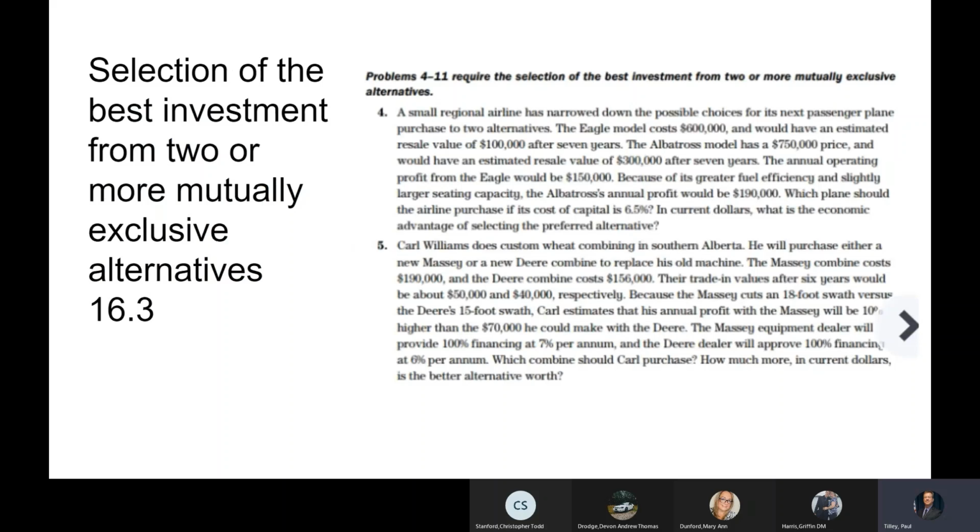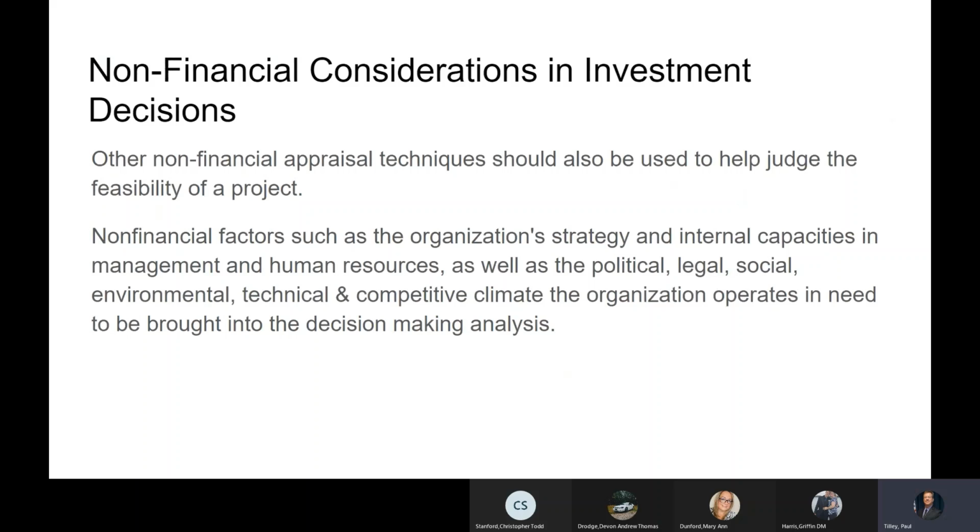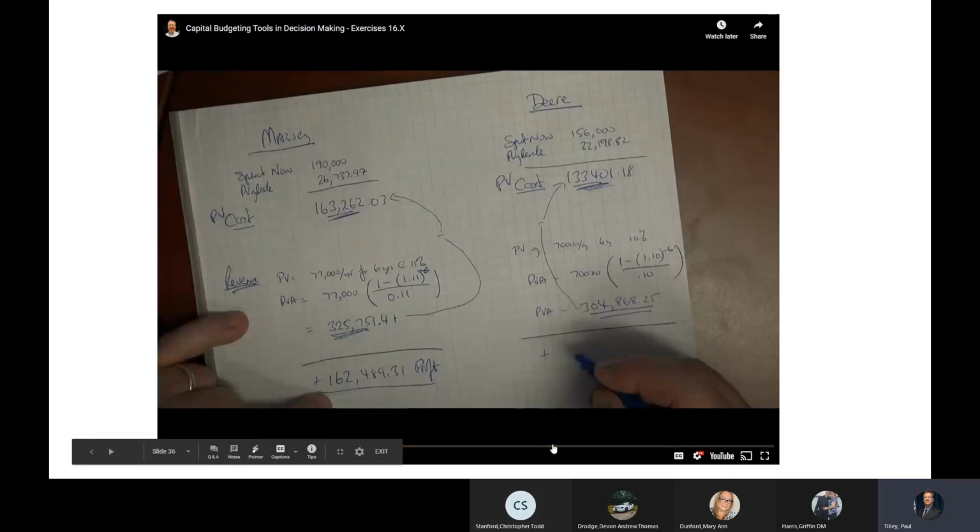The Massey equipment dealer will provide 100% financing at 7% per year. Deere will provide 100% financing at 6%. Two different rates of return: for the Massey, it's 7, and for the Deere, it's 6. So the question that Carl is faced with is, how should I select this? On what basis? Well, if we're going to select it on the basis of dollars, let's do a net present value analysis for that. I'm going to take you through this example now.